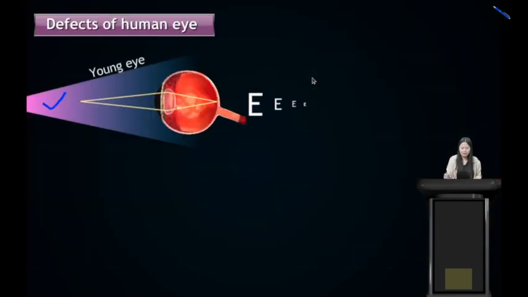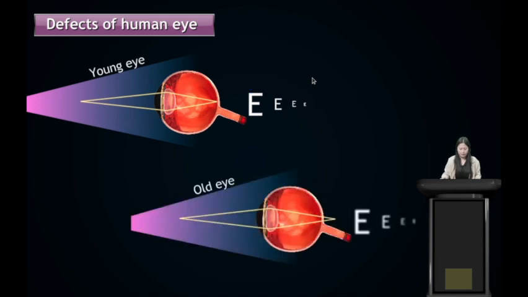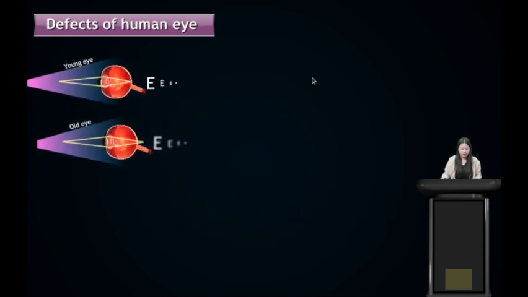Here this is the healthy young eye. We can see the nearby object clearly, we can also see the distant object clearly. But in case of the old eye, here we see that they cannot see the letters or the words written in the book properly. So this is another type of defect known as presbyopia.